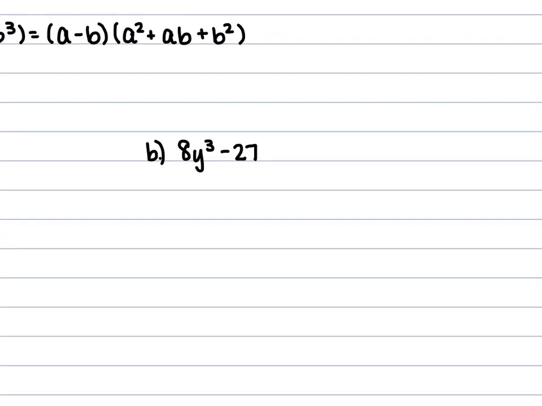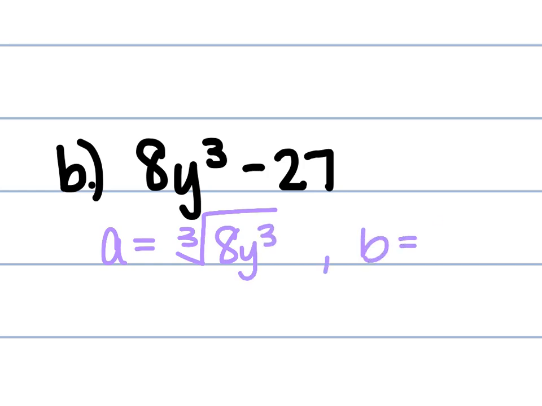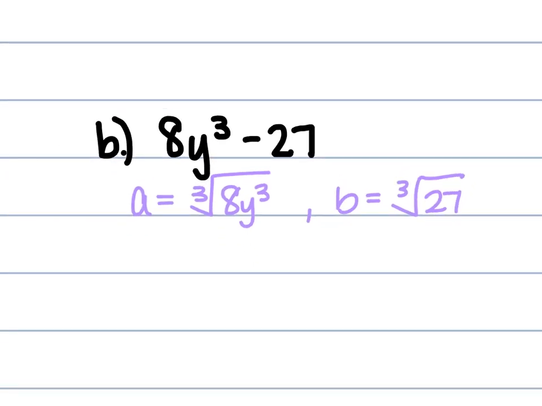If we look at example B, we have a negative in between these two perfect cubes. So we'll go ahead and use the formula a minus b times a squared plus ab plus b squared. First, find what a and b are. So a is going to be the cube root of 8y cubed, and b is going to be the cube root of 27. So the cube root of that 8y cubed is 2y. So a is 2y, and b is going to be the cube root of 27, which is 3.